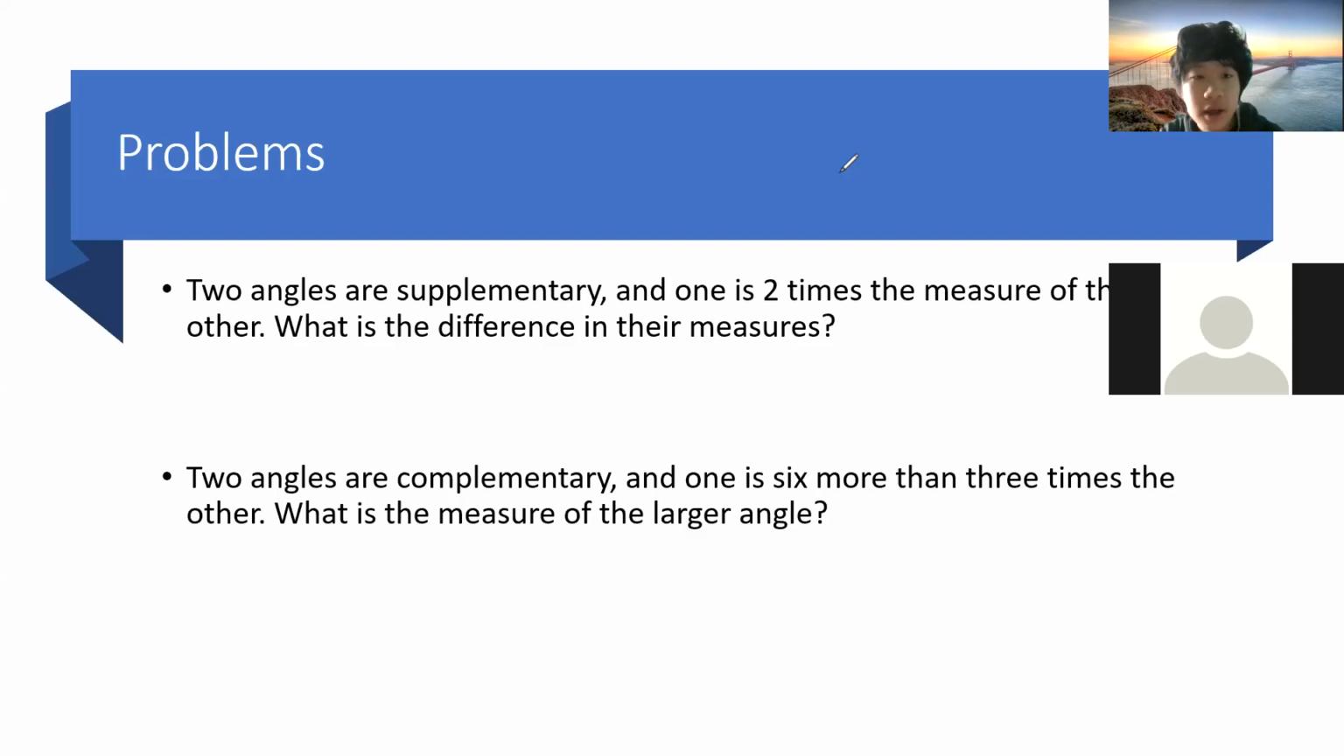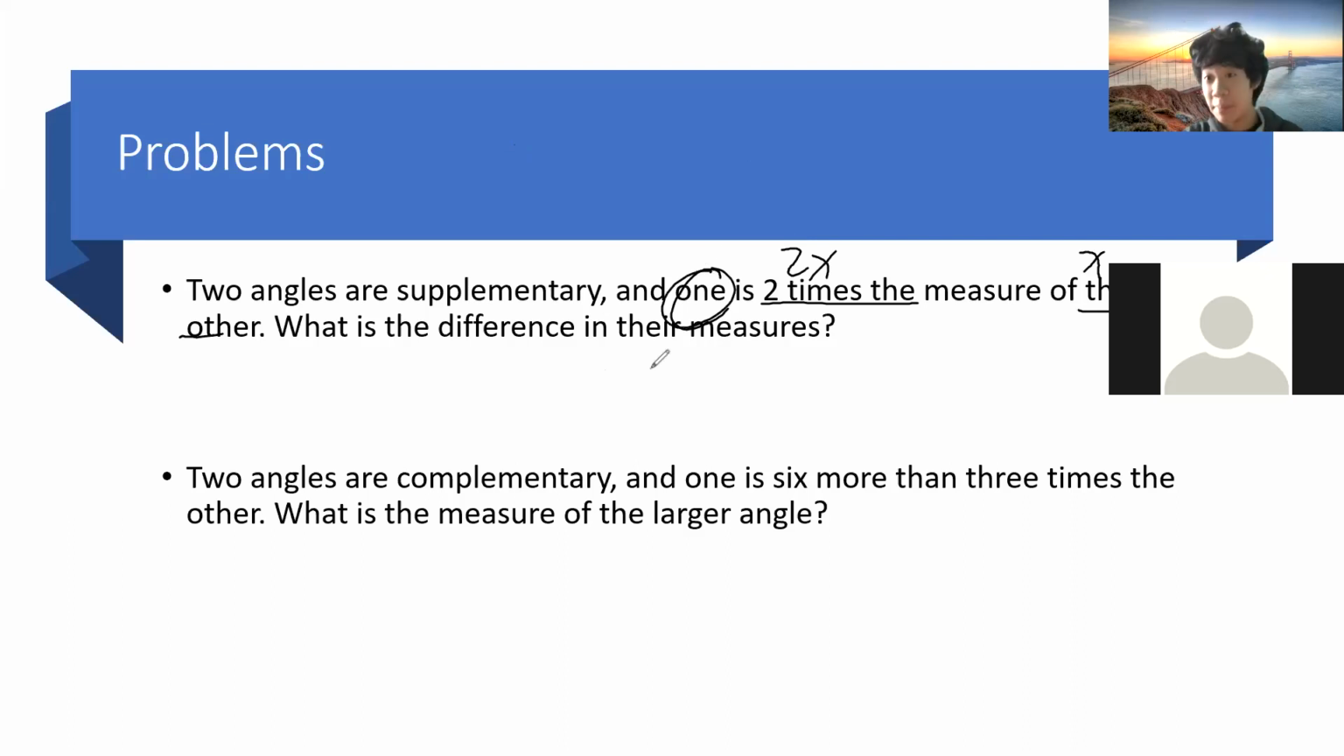So for the first one, two angles are supplementary. One is 2 times the measure of the other. What's the difference in their measures? For these types of problems, we're going to want to set up an equation because we don't want to just do it in our brain, right? So let's say one is 2 times the measure of the other. I could say that this one is x and the other one is 1/2 x, but that's not as easy to use as if I were to set the other one as x and this one as 2x. I'm going to set the other as x, this one as 2 times x.